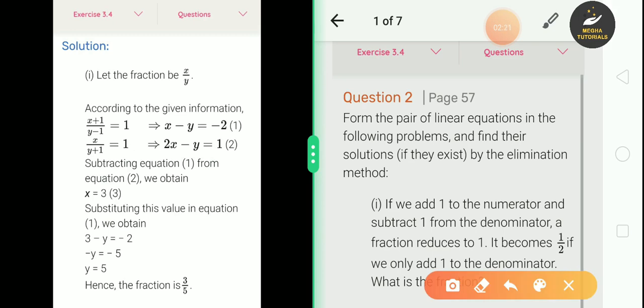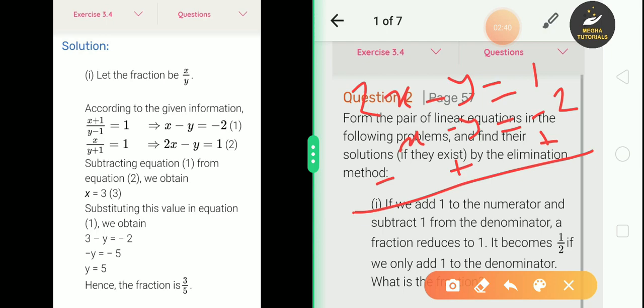So subtract equation 1 from equation 2. So 2x minus y is equal to 1 and x minus y is equal to minus 2. Then change sign, so minus plus minus, minus plus plus. So 2x minus x, y will be cut, 1 plus 2 is 3. So the value of x is equal to 3. Put this value in equation 1.